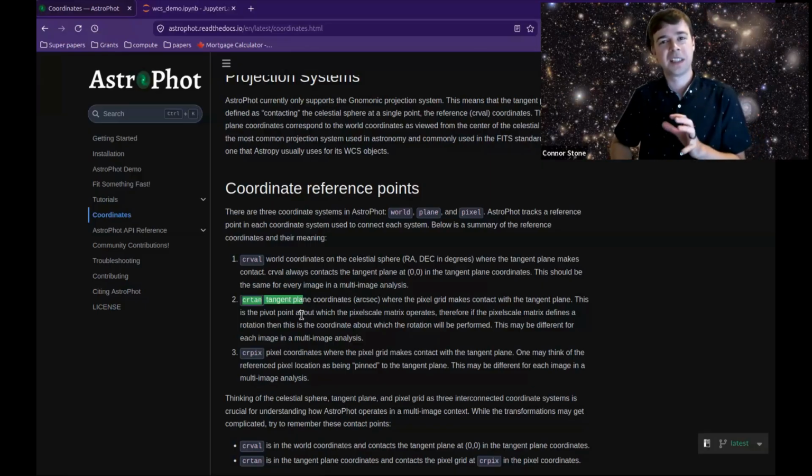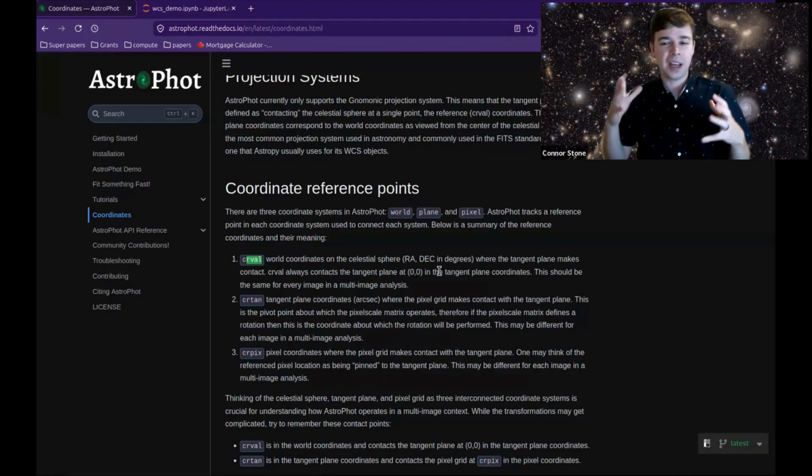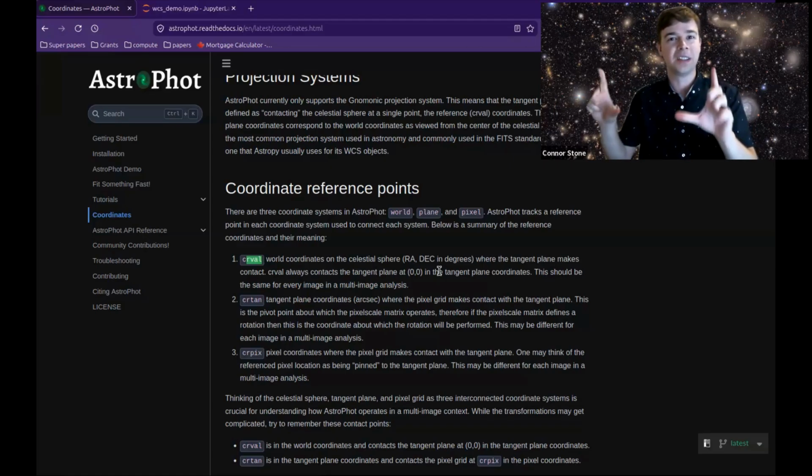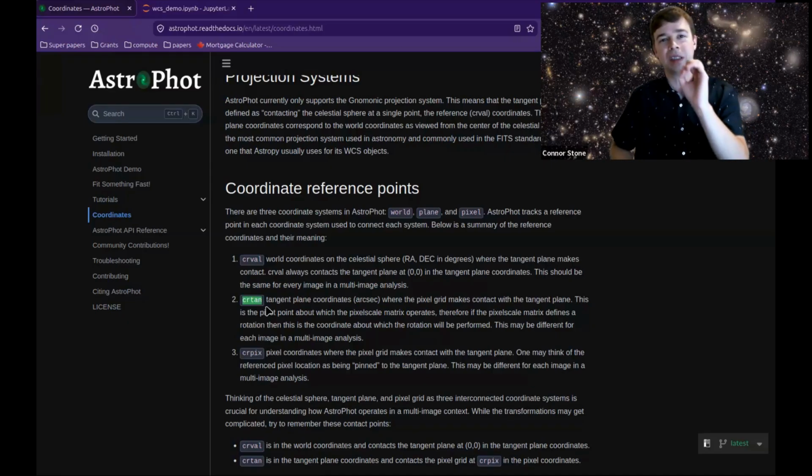Now, the way that AstroPhot handles this is the CR val, the RA Dec coordinates where the celestial sphere touches the tangent plane, corresponds to 0, 0 in the tangent plane. So the origin of the tangent plane connects exactly with CR val. But you have an image, a grid of pixels, that isn't necessarily centered right on that 0, 0 in the tangent plane. So CR tan essentially is the contact point between your pixel coordinates and the tangent plane.